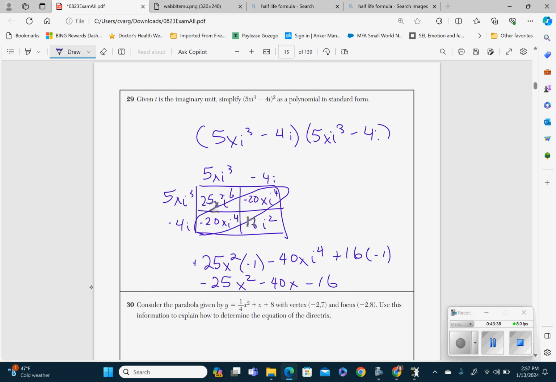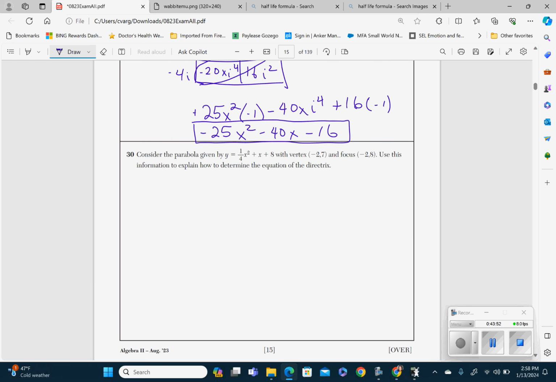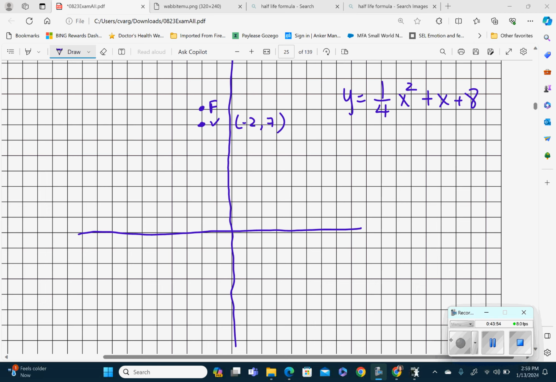So this whole thing right here is going to be my final answer, because it says put it in standard form. Okay. All right. This next question, you should not get this wrong. They give you a vertex and a focus. So the way I showed you to do this is always with the graph paper. So you're going to go to your graph paper that you have, or you can sketch it.